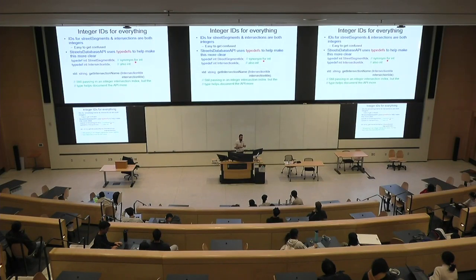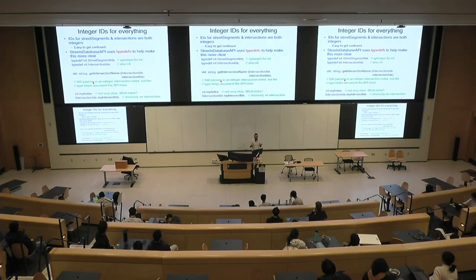Part of the code style that you're going to be graded on is to make sure that you are using the right type. This still passes the compiler. For example, if you write an int myIndex, and the reader comes and reads it, what is this index? Is it an index for an intersection? Is it an index for a street segment? We don't know.